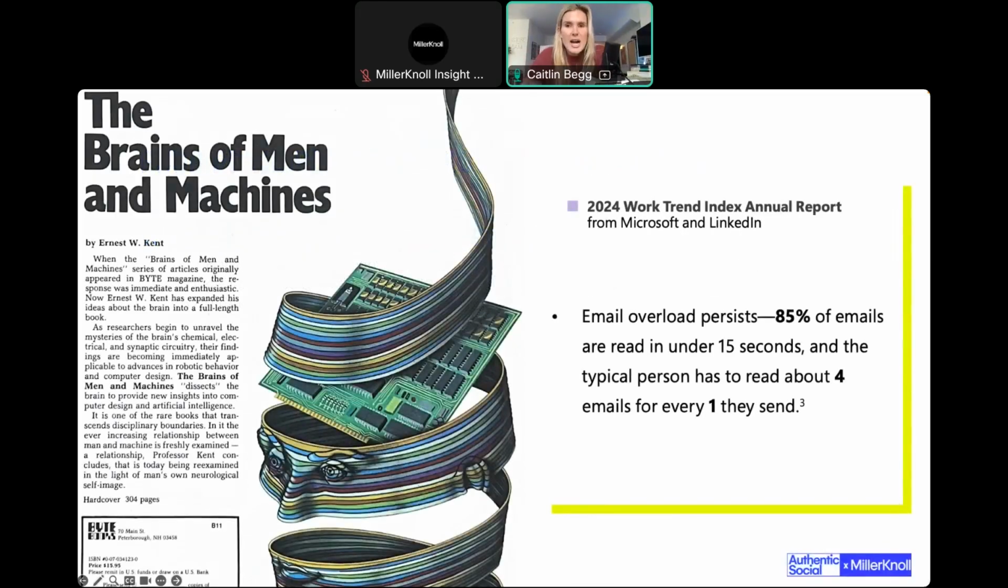Now, to really picture how bad some of this is in terms of excess conversation and communication on an everyday basis for employees, I found this interesting statistic from the 2024 Microsoft and LinkedIn Work Trend Report. So 85% of emails are read in under 15 seconds, and the typical person has to read about 4 emails for every one that they send. Now think about that for a second. The typical person on your team has to read about 4 emails for every one that they send. And the data is showing that this is actually increasing every year. This data is from 2024. It's now almost 2026. So say that it might be 5.5 emails now for every one that they send.